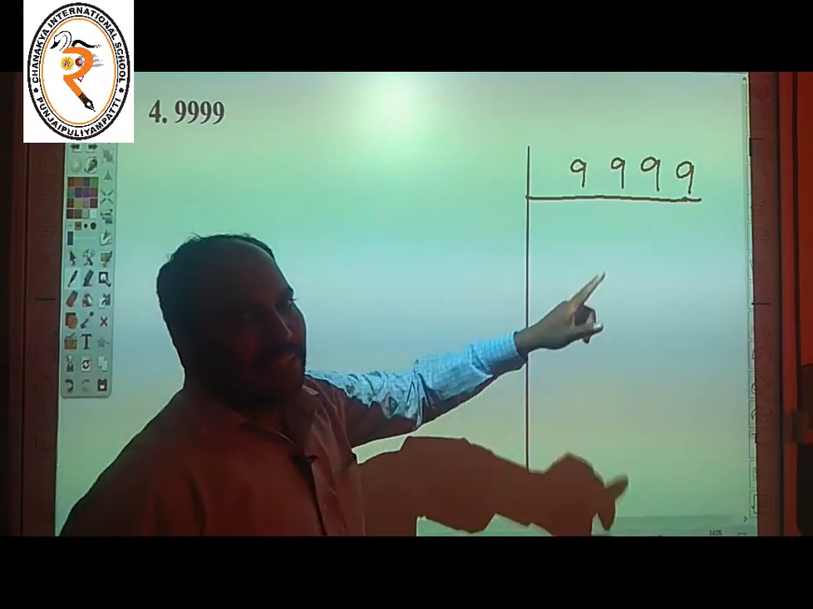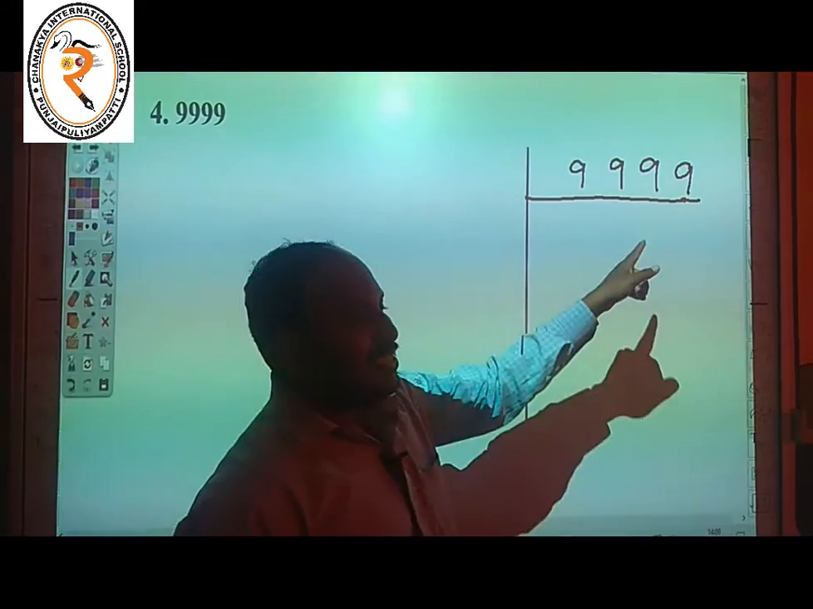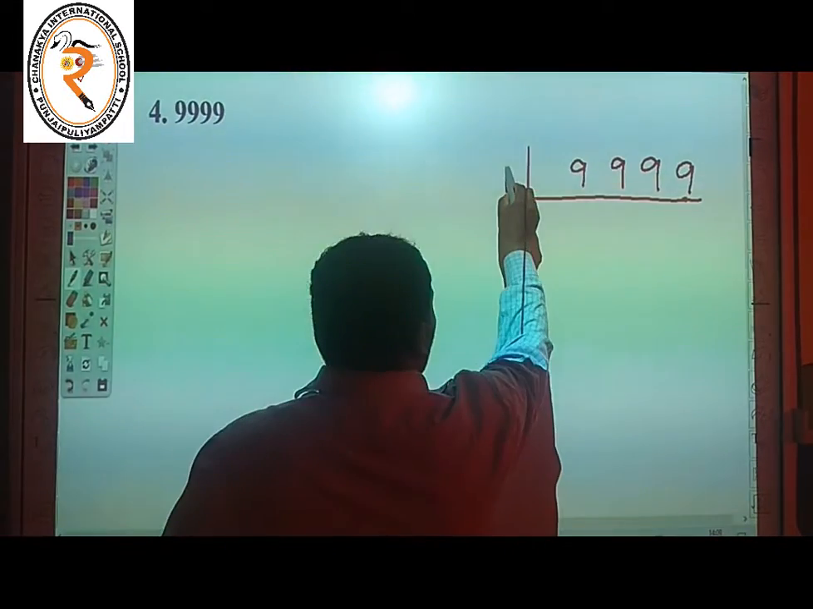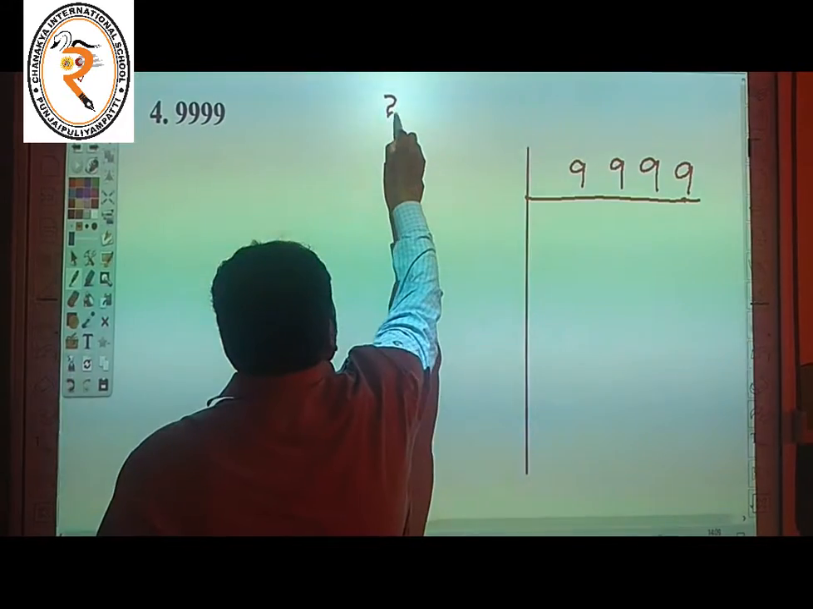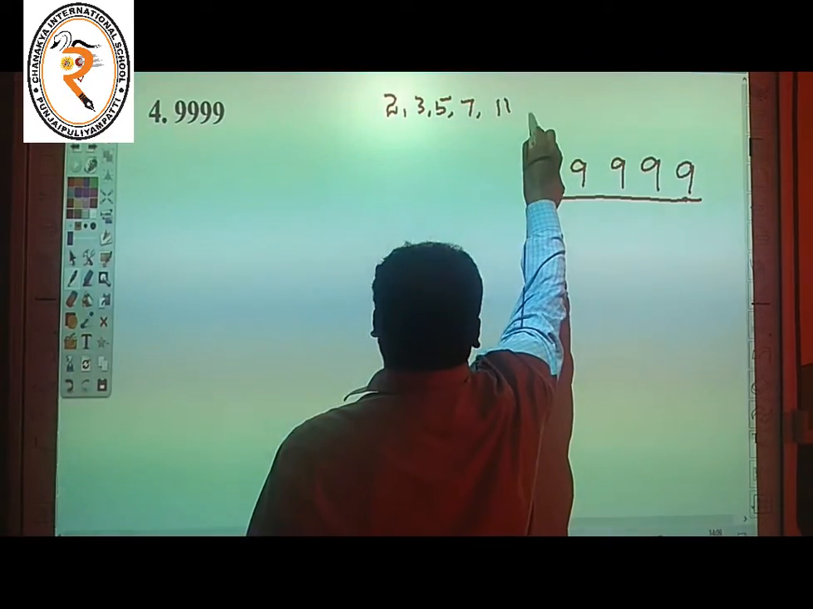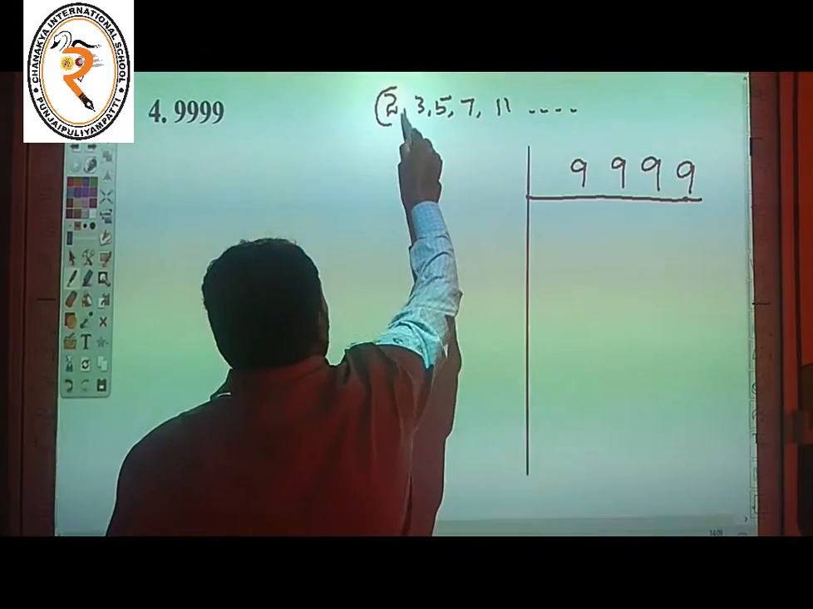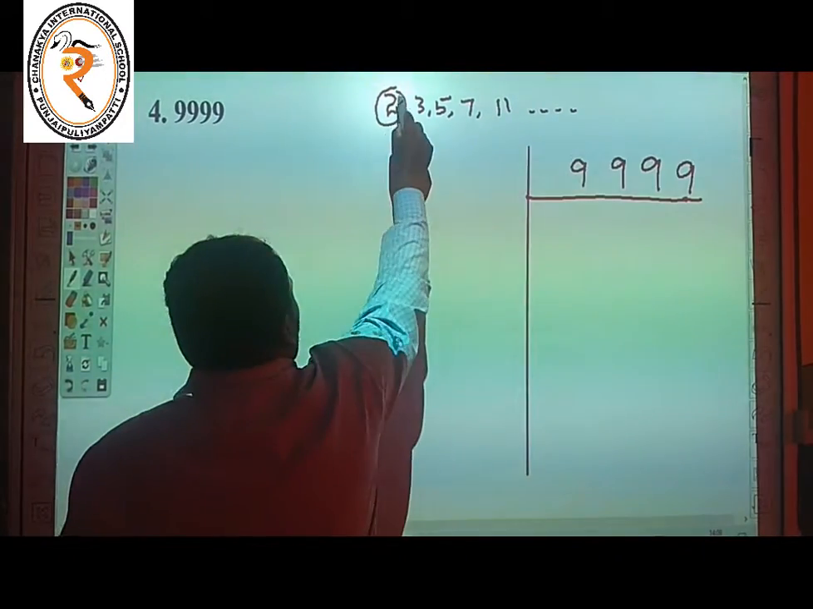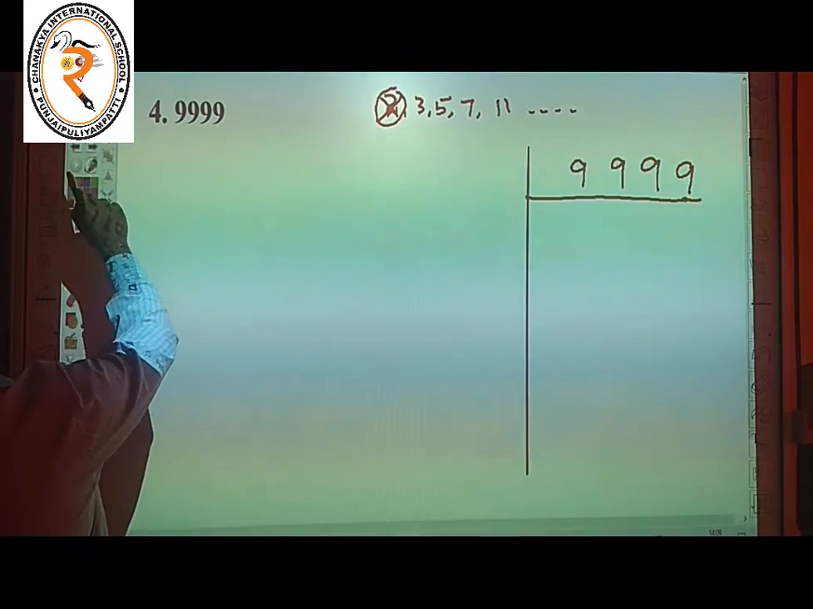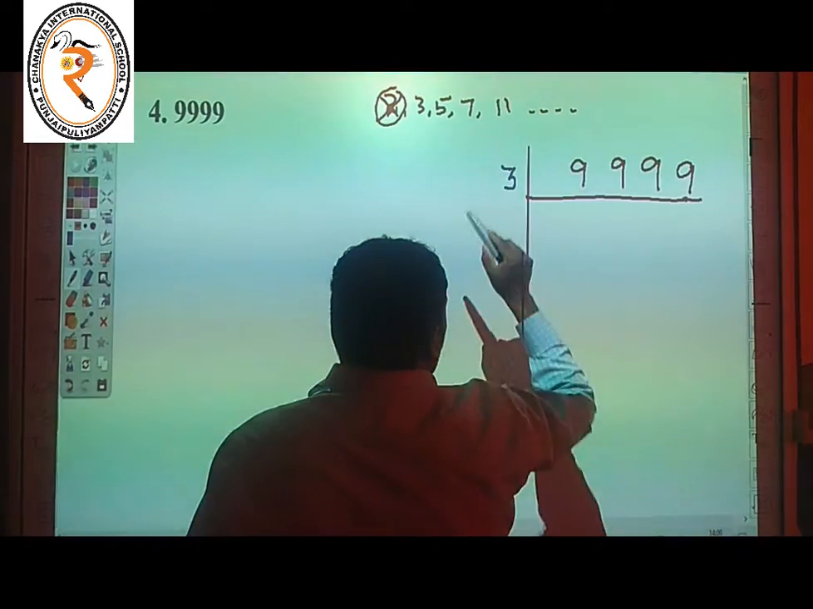9,999 is not divisible by 2, because the last digit is 9. So we take another prime number. The prime numbers are 2, 3, 5, 7, 11, and so on. The 2 is the even prime number, and the last digit is 9, so we cannot divide by 2. Next we take the prime number 3.